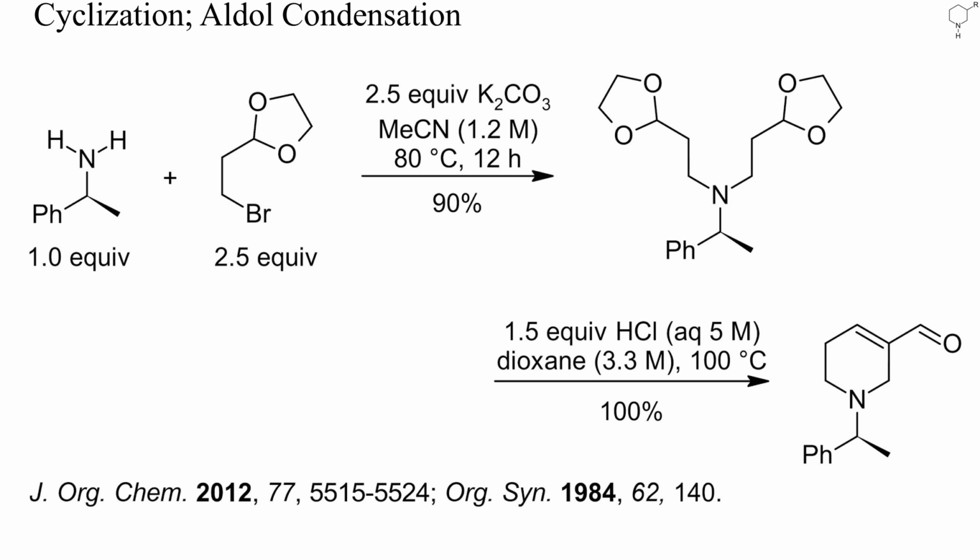Heating acrolein with glycol and hydrogen bromide yields 2-bromoethyl dioxolane. Twofold alkylation of primary amines with this bromide gave an intermediate which cyclized in high yield when heated with hydrochloric acid.